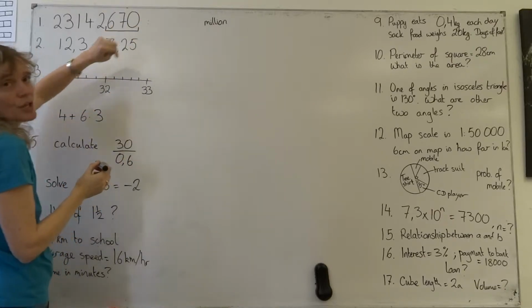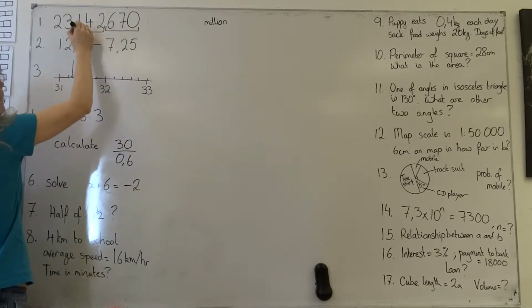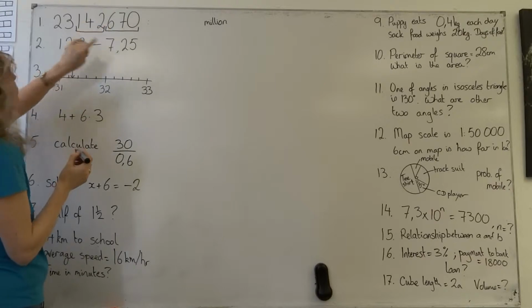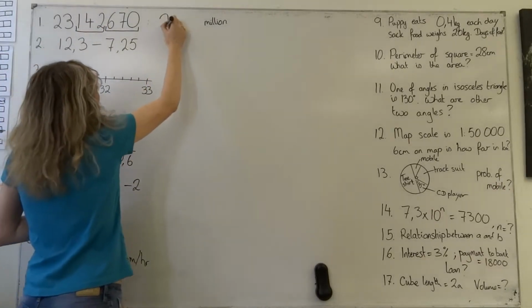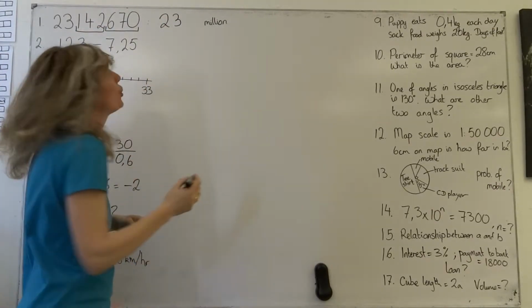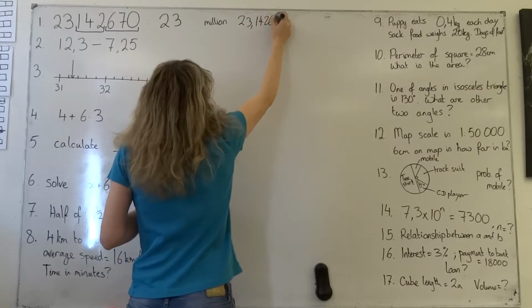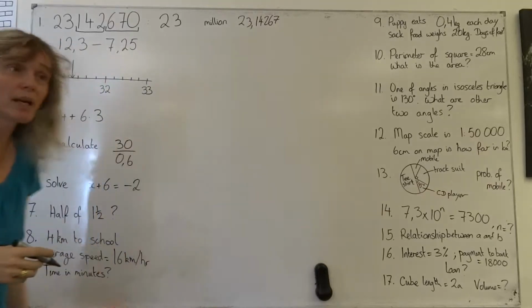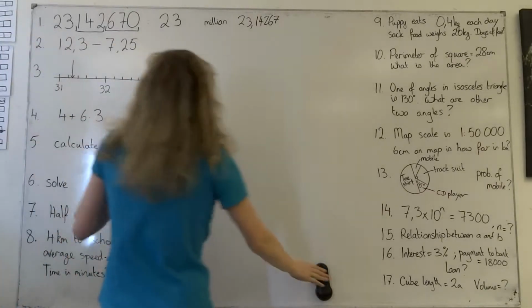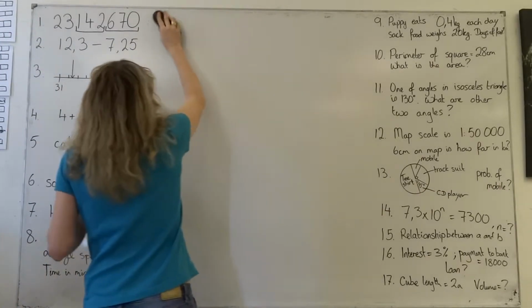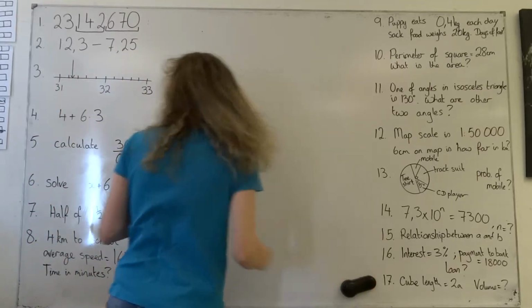Here are hundreds. Here are our 100,000s. So how many millions are there? There are 23 million. You could also have answered 23.14267, because that would have also been correct. So that had two possible answers, 23 million or 23.14.